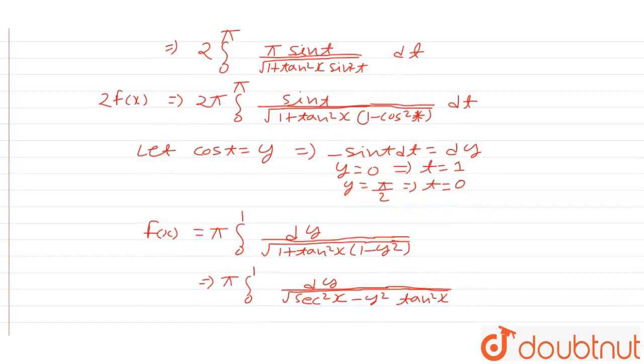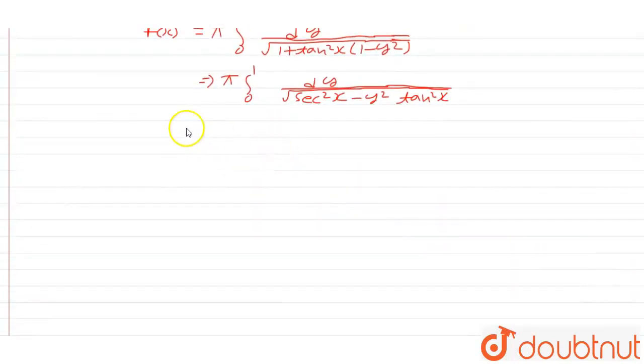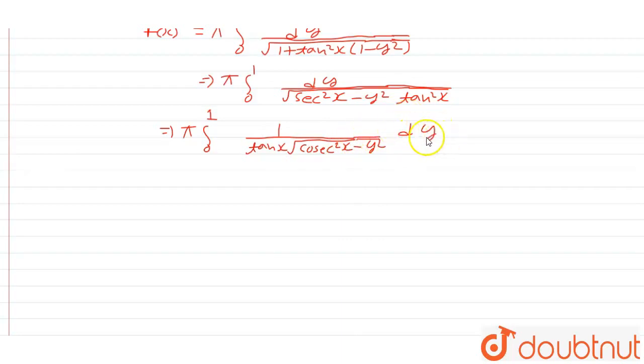Next we'll write here integral of same thing 0 to 1. Which one will come? Like 1 divided by tan x root under cosec square x minus y square. This value will come when we have to integrate that thing, and the dy will be outside.